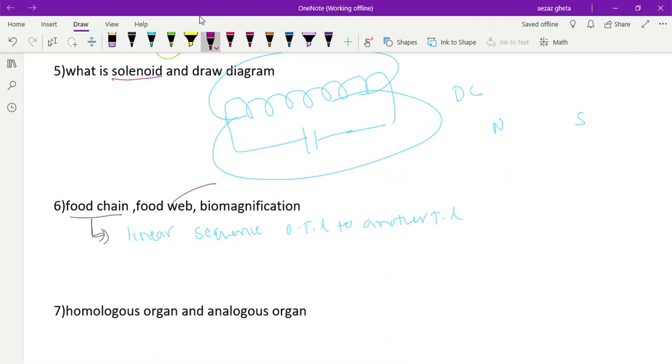What is a food web? See, it is not a linear sequence. It is a web-like structure where one organism depends on many other organisms, or one organism becomes the food for various other organisms. Very, very important: food web, food chain.